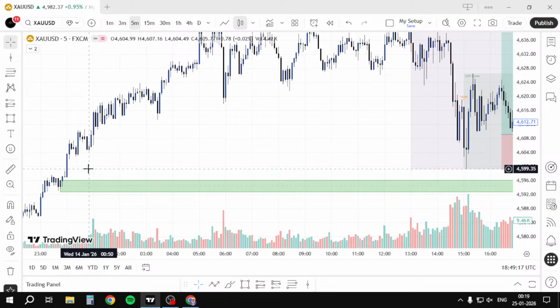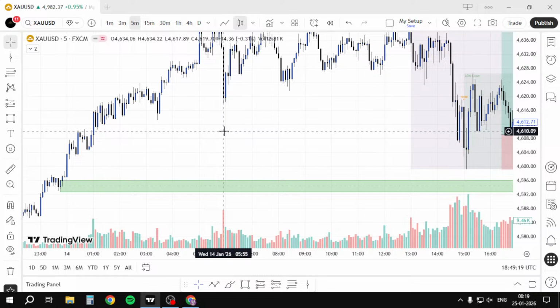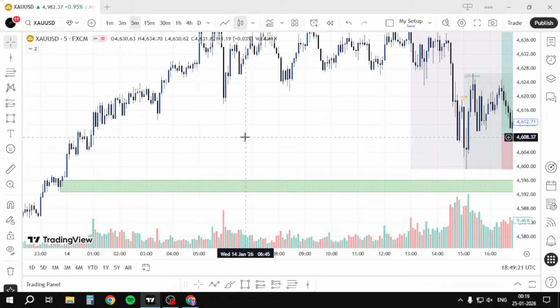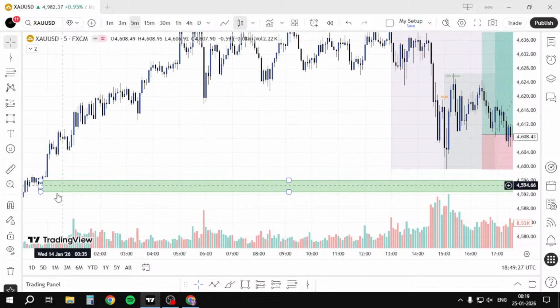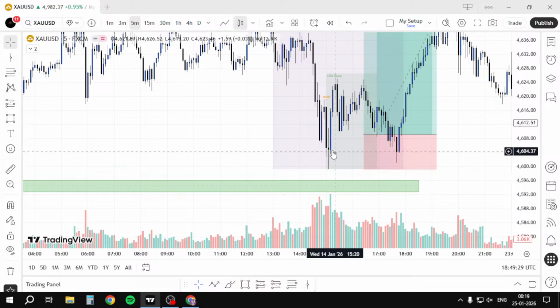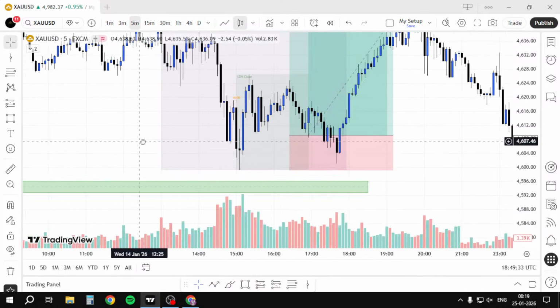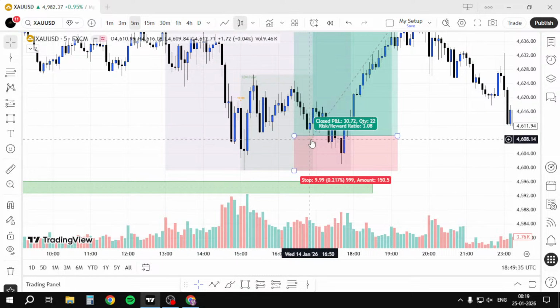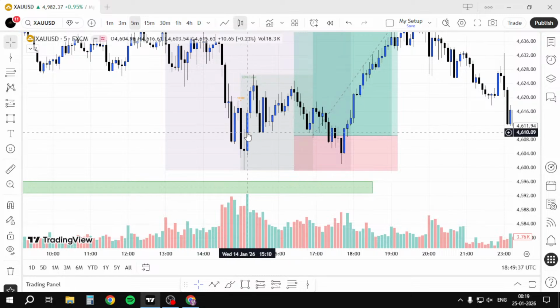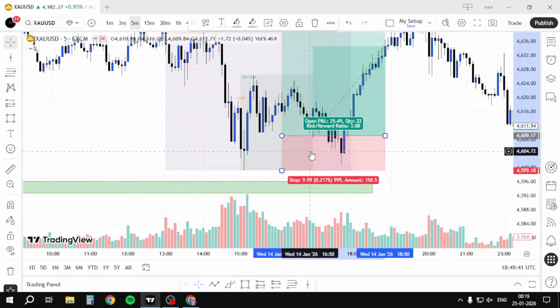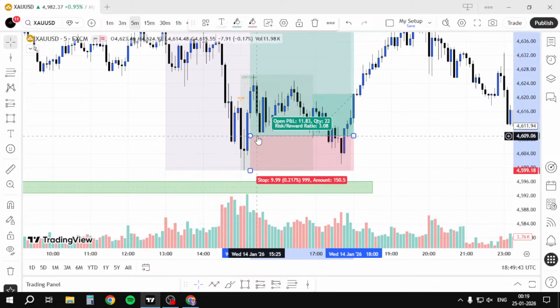So what I said, POI can be liquidity wicks, order block, or an FVG. Now say the market didn't respect this order block, the market respected this FVG. So what you will do, take your order at 50% of this candle and stop loss below this. Now say 50% of this candle.